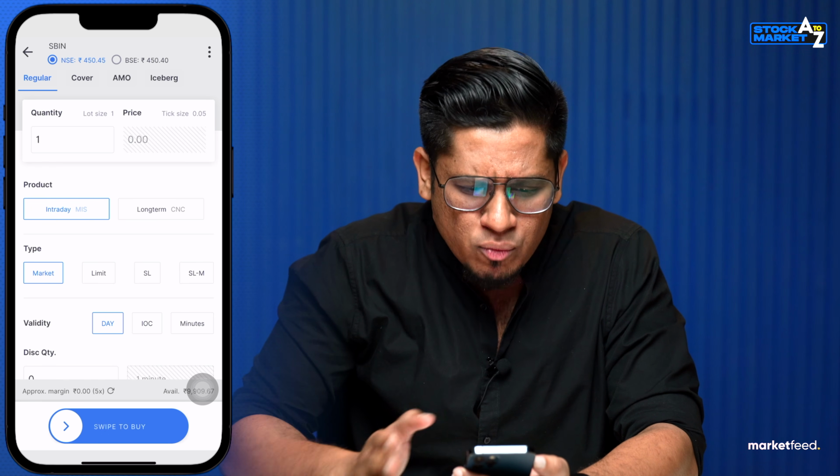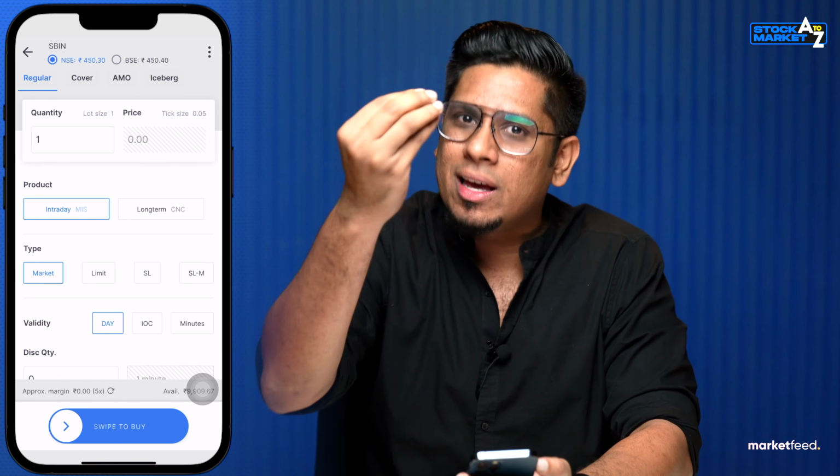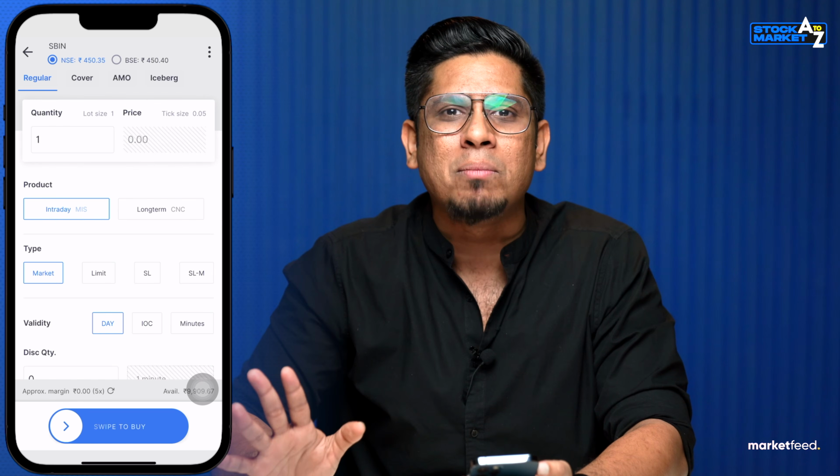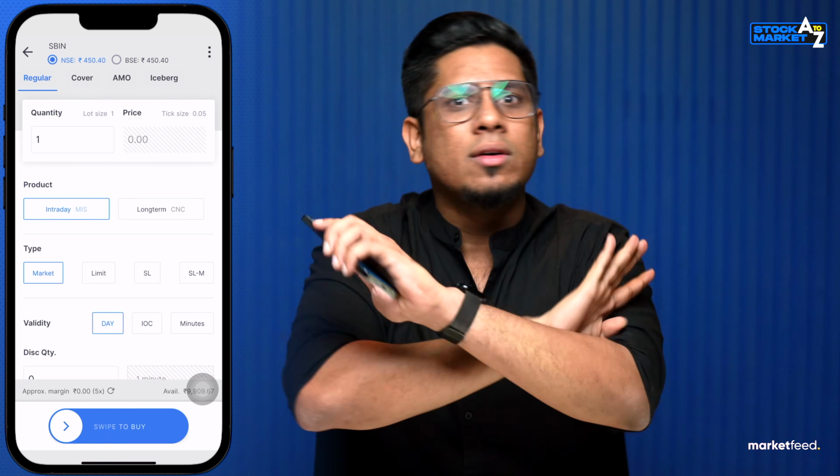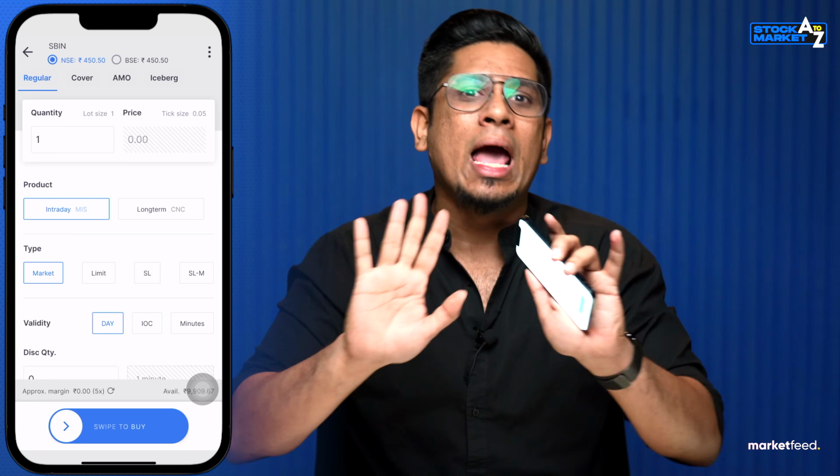Now, I sold it at somewhere around 451, right? Let's say, no logic here, I'm just taking an example. I'm going to set a stop loss at 455. If it moves up till 455, exit the trade automatically. I'll book so much loss.